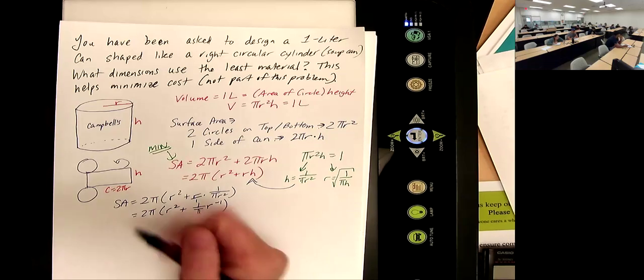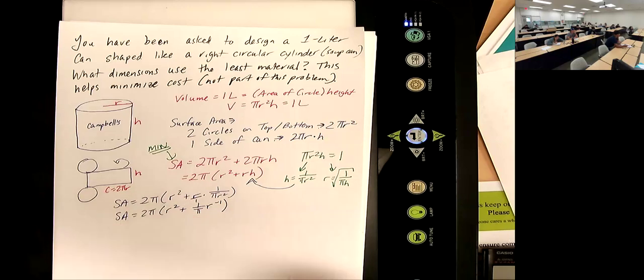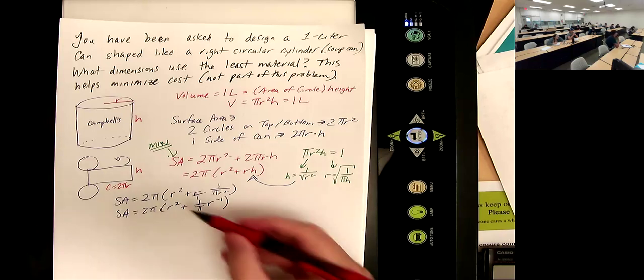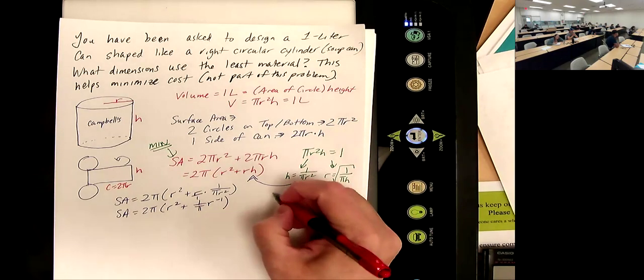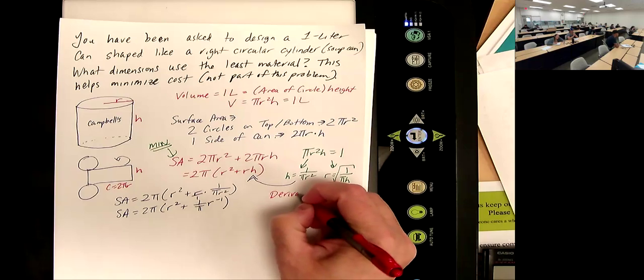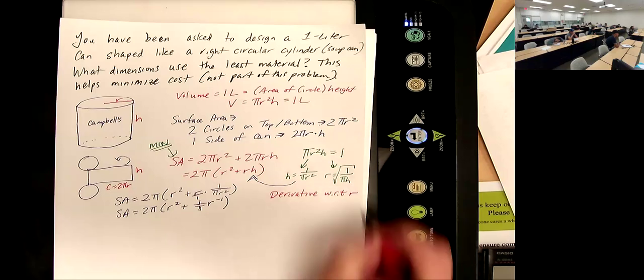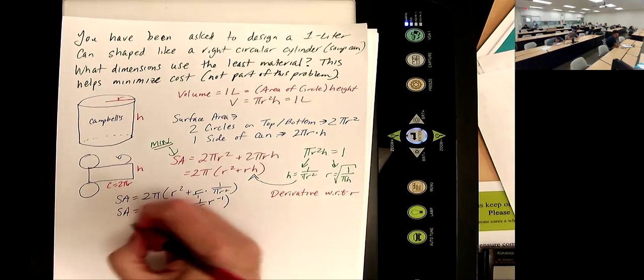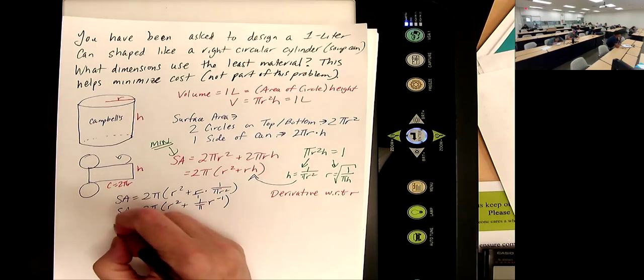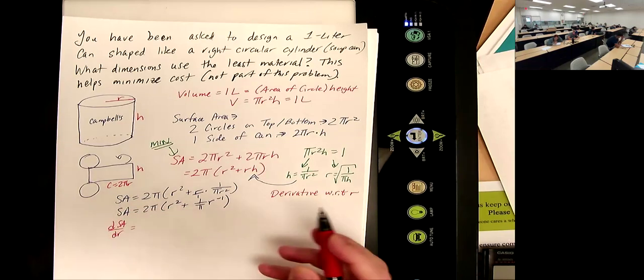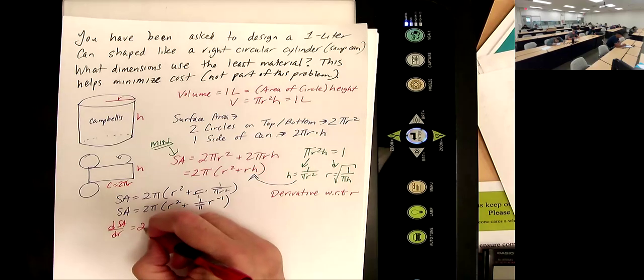That's my SA. So the variable here is R, derivative with respect to R. So dSA/dR equals, I've got the 2 pi.